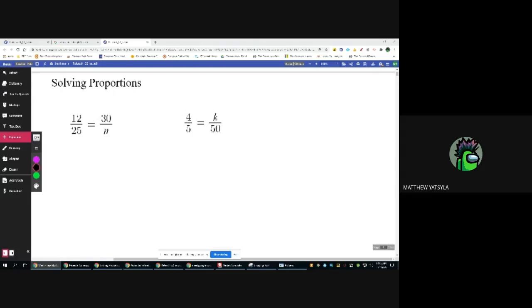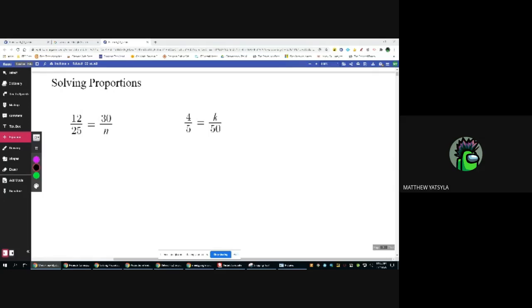Hi, everybody. So today we're going to be solving proportions. Now, a proportion is literally just two equal fractions. And in this case, we're looking for a missing value. So there are a few ways of doing it. I'm going to show you the two most common ways.